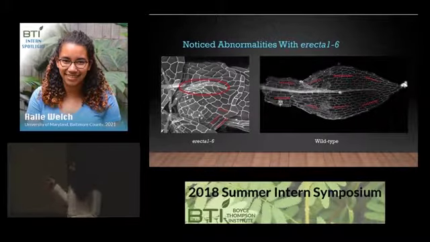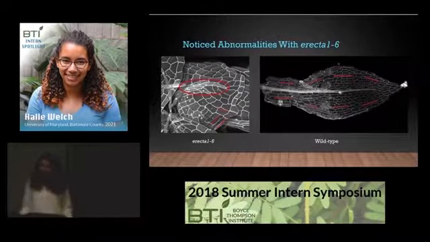Another thing we noticed is that while in wild type, the cells will grow in this direction along with the rest of the leaf. We noticed that in erecta, while some of it would grow like that, the other parts would go in perpendicular, which would lead to this distortion of the cell border.